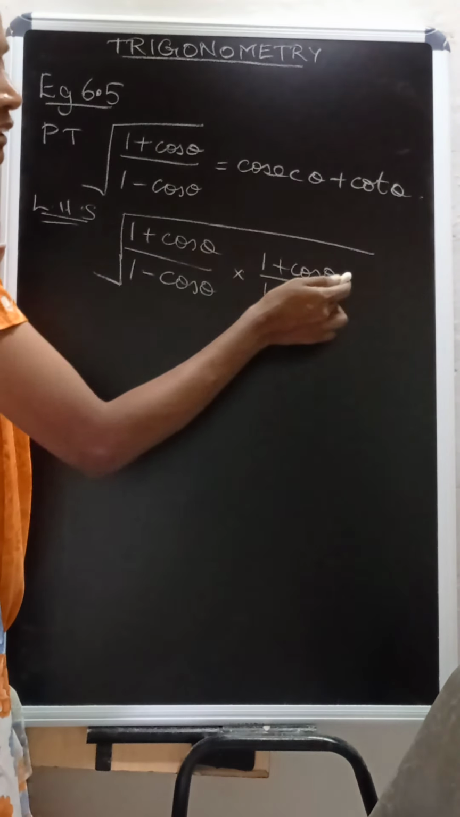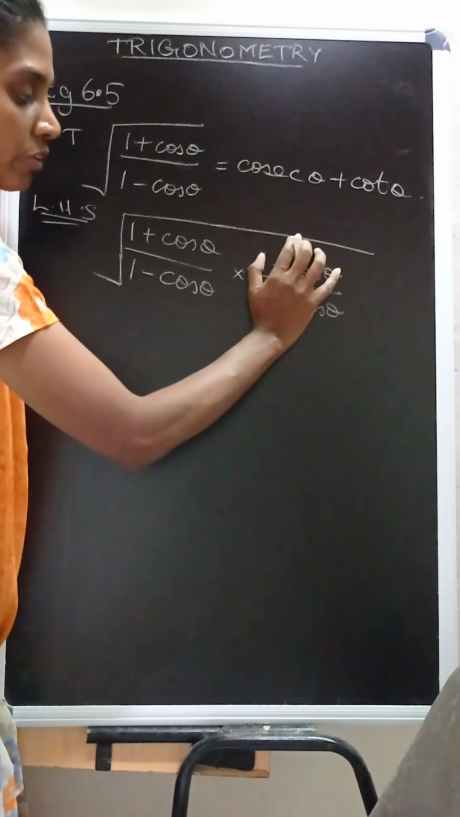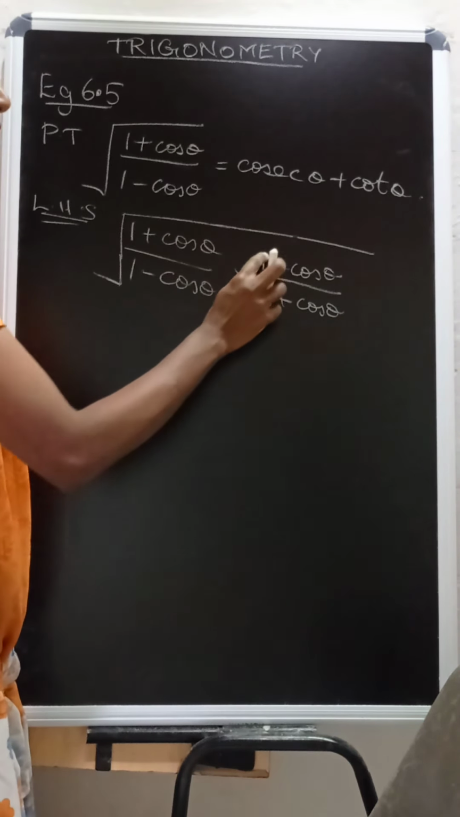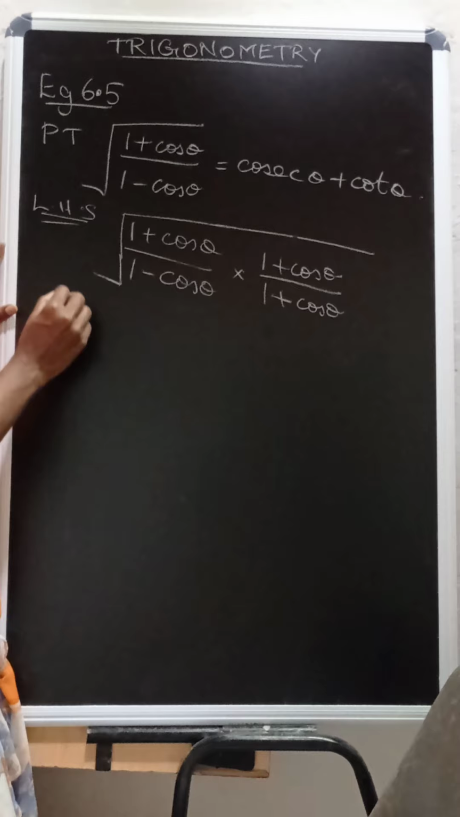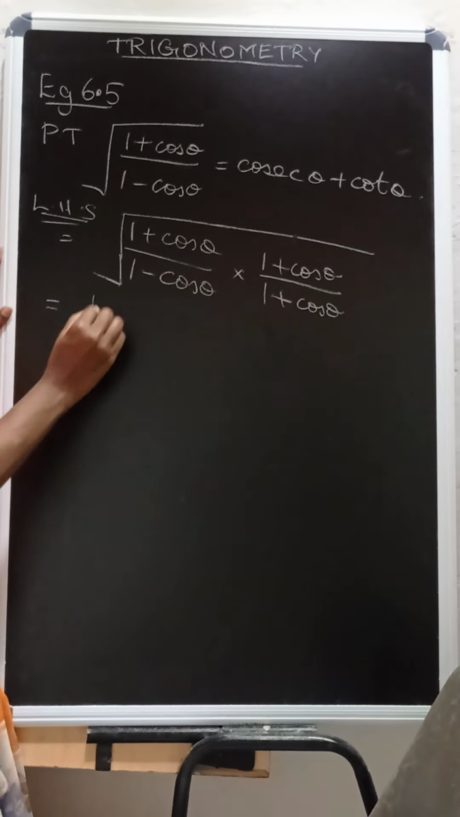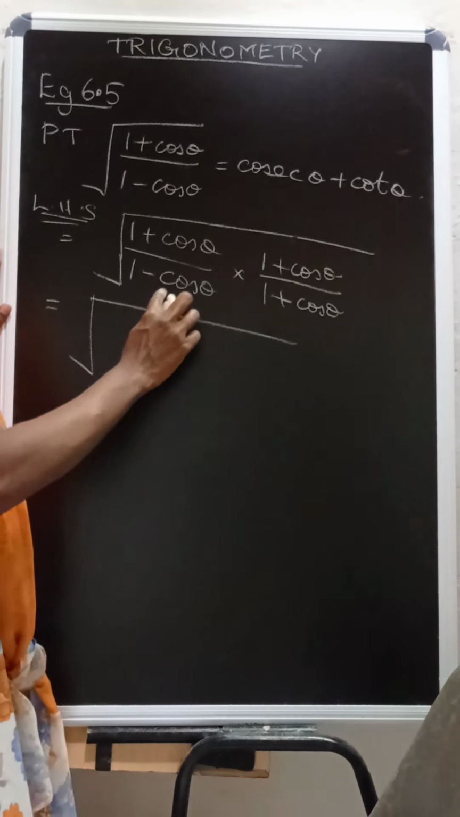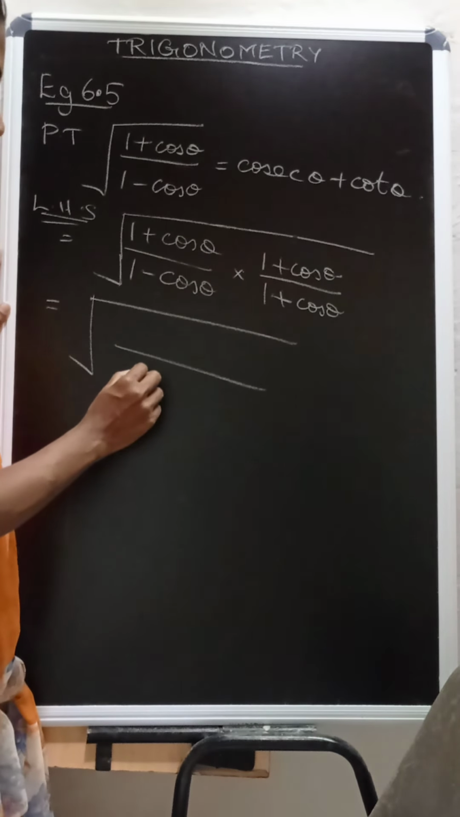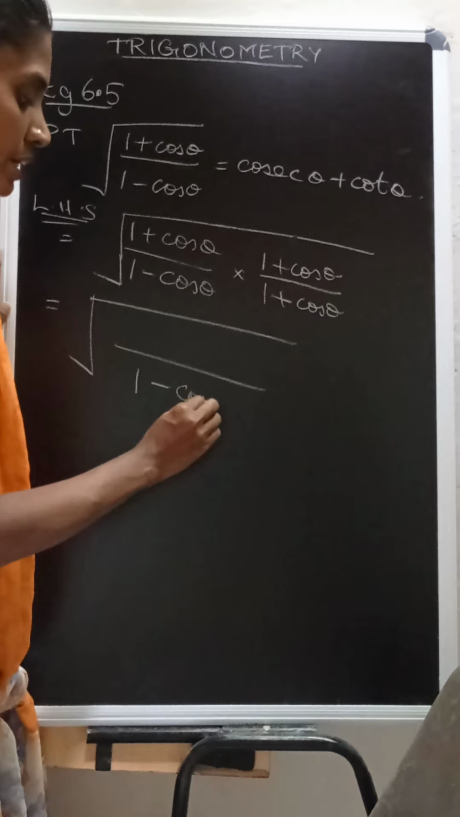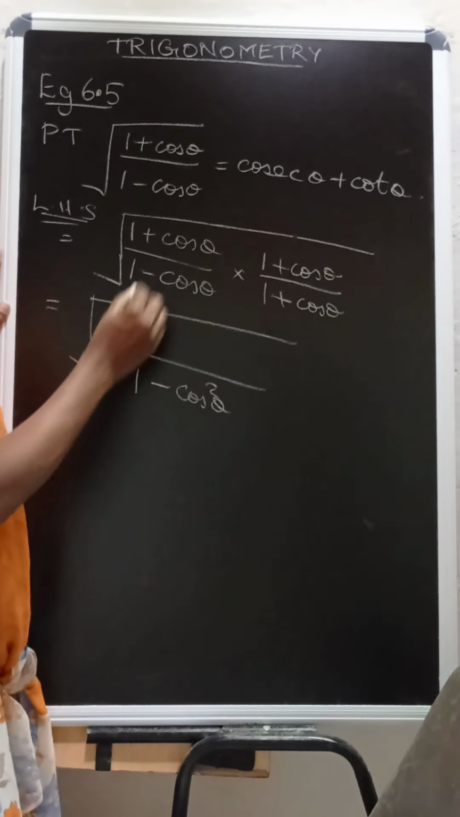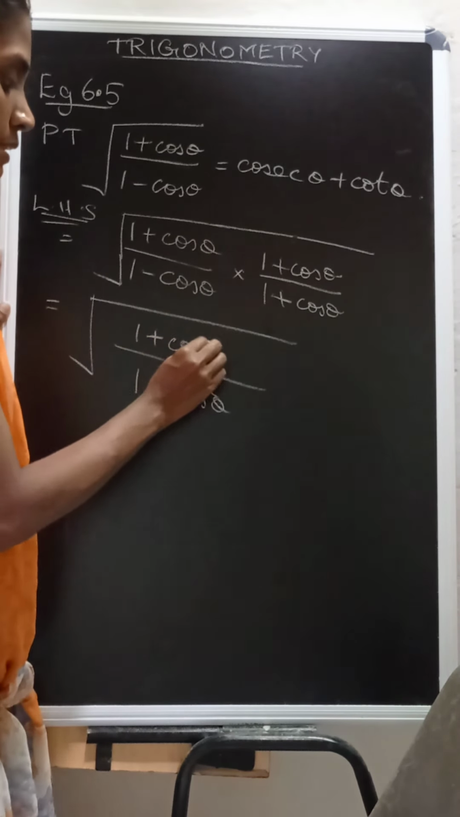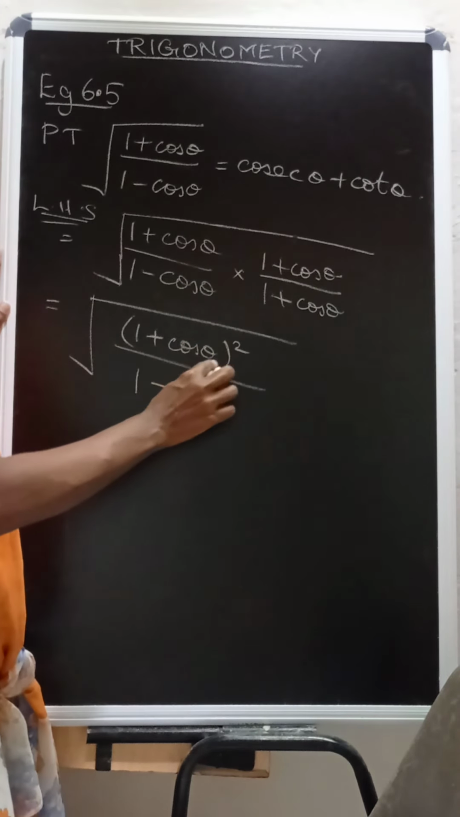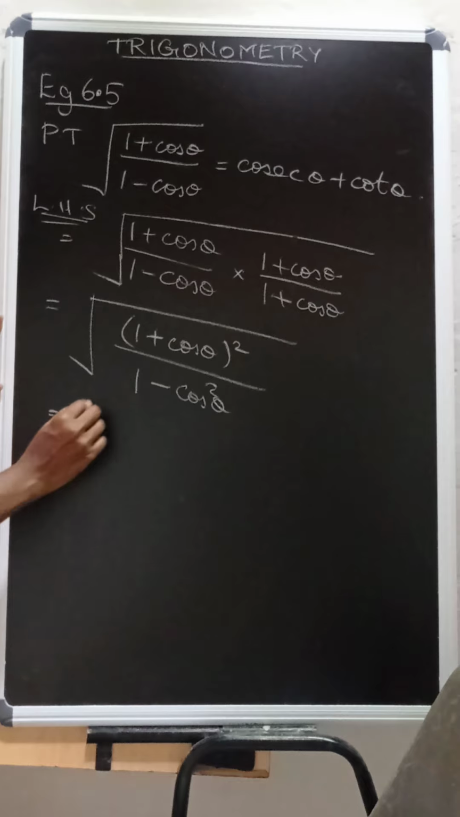So why we are putting like this? These two get cancelled and this will become 1. So we are not making any change to this equation. So we are multiplying and dividing by its conjugate. Now again the same thing. A minus b into a plus b, a square minus b square. So 1 square minus cos square theta. Here it will be 1 plus cos theta into 1 plus cos theta, 1 plus cos theta the whole square.